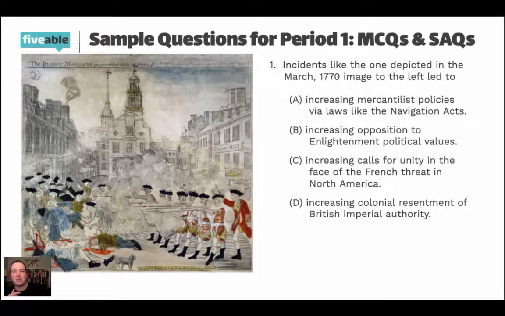Is it A, increasing mercantilist policies via laws like the Navigation Acts? B, increasing opposition to Enlightenment political values? C, increasing calls for unity in the face of the French threat in North America? D, increasing colonial resentment of British imperial authority? Type the letter that you think it is in the chat down there.